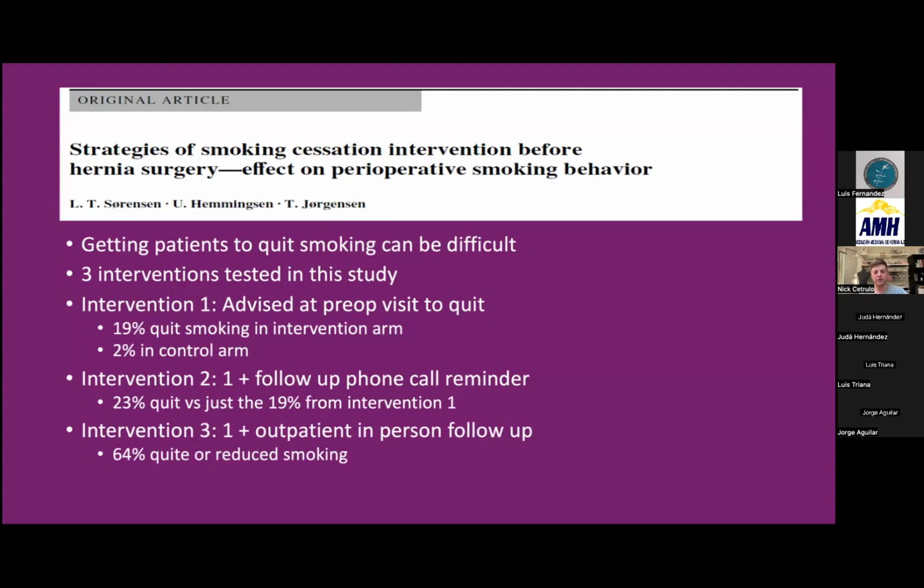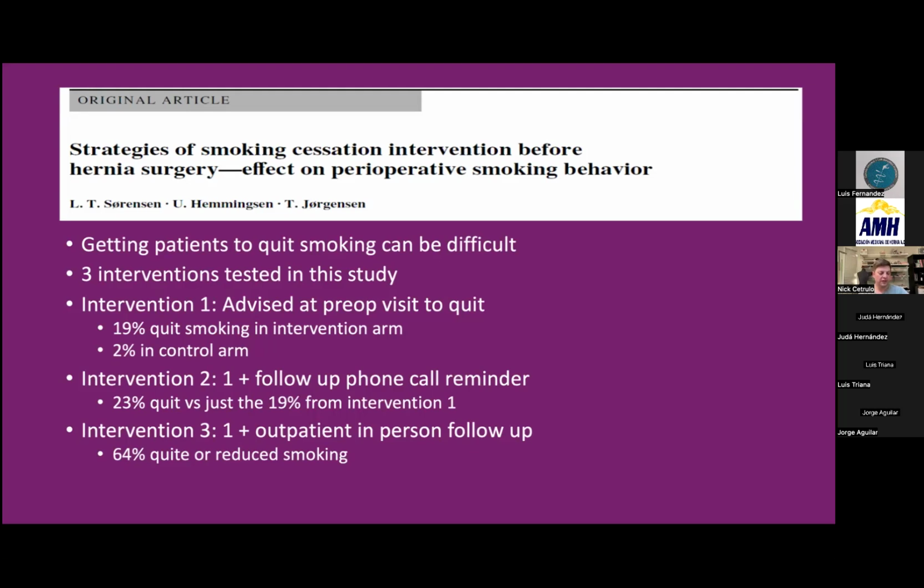And then intervention 3 was they actually had an outpatient in-person follow-up with a specialist who has tools, reading literature, medications, many things that can help people quit. And what they found is that they actually found a 64% quit or reduce their smoking prior to surgery.